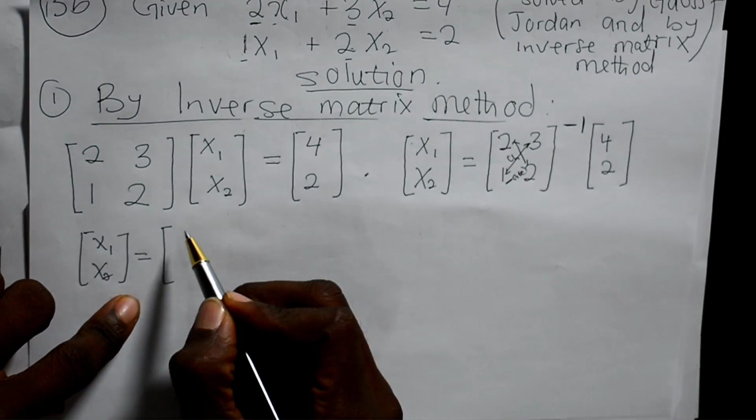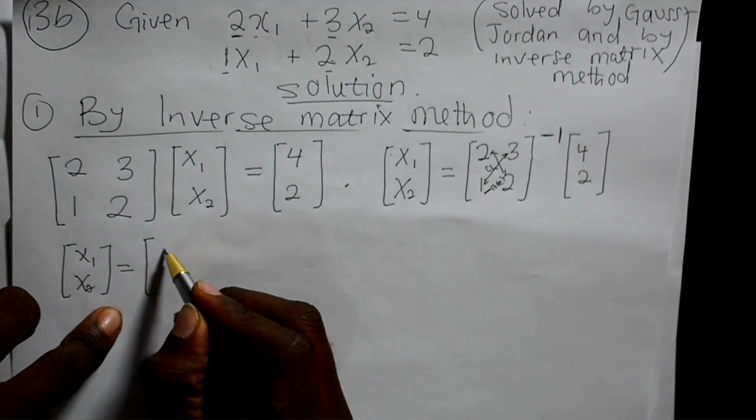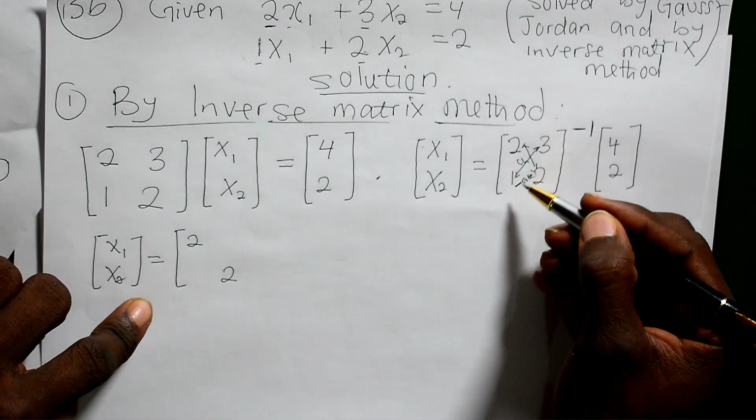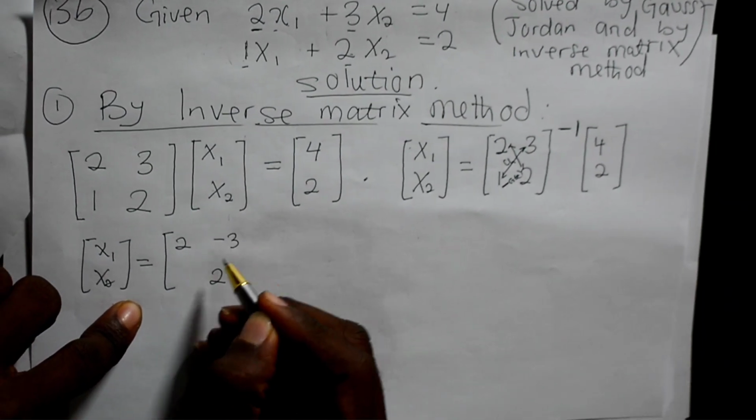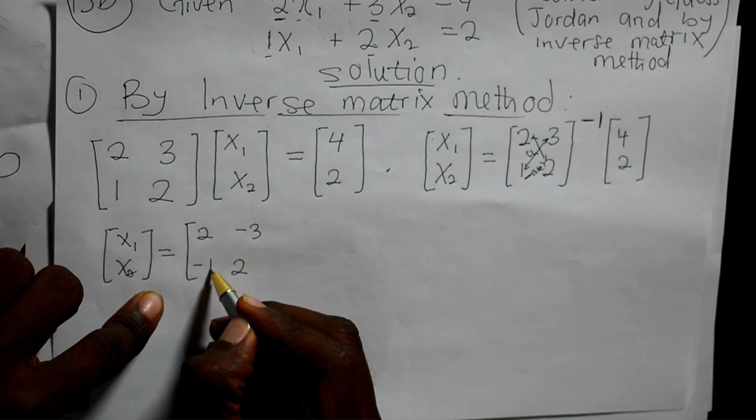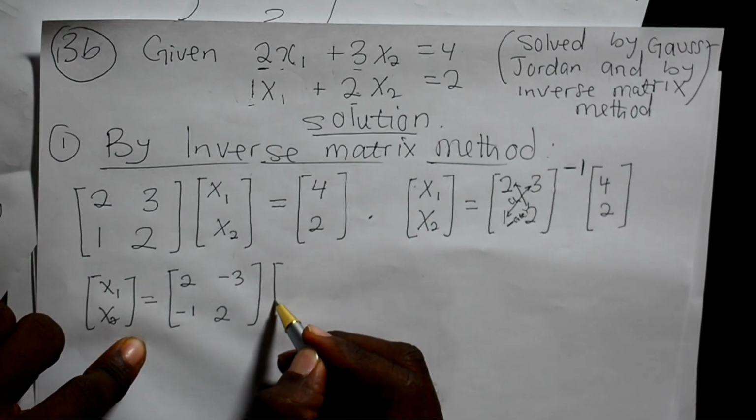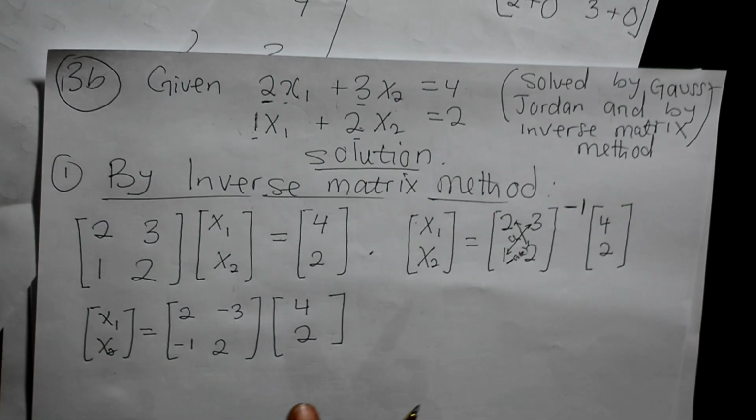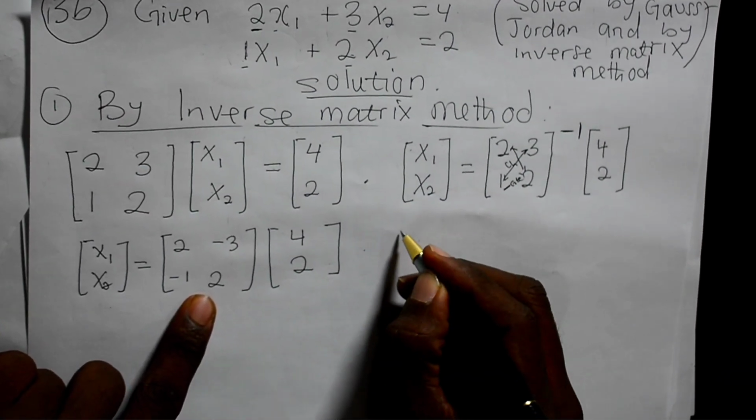So the 2's will change their positions. So now we have 2 and 2. Then we negate 3 and 1: minus 3 and minus 1. So now we remove the inverse. Then 4 and 2. So now we multiply these two matrices.